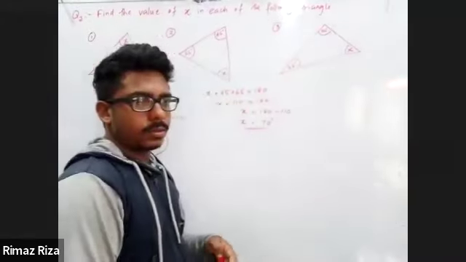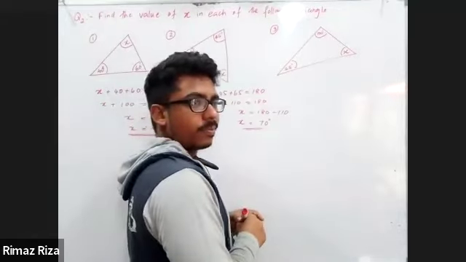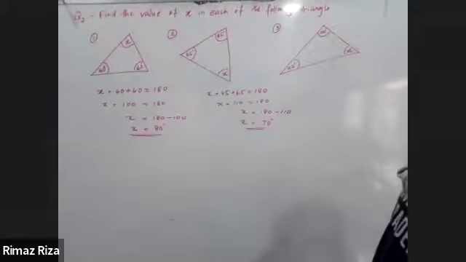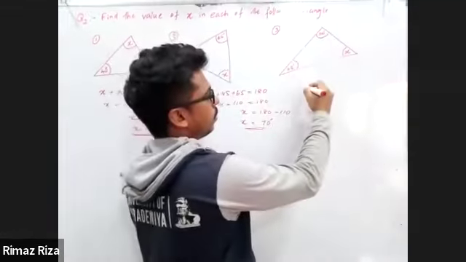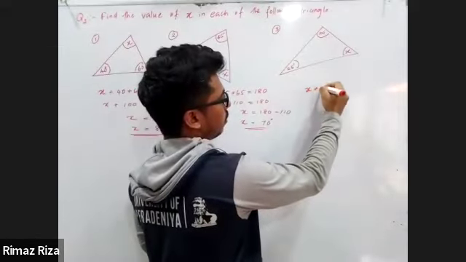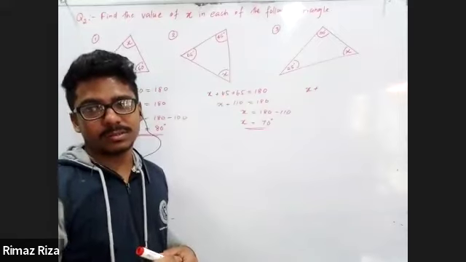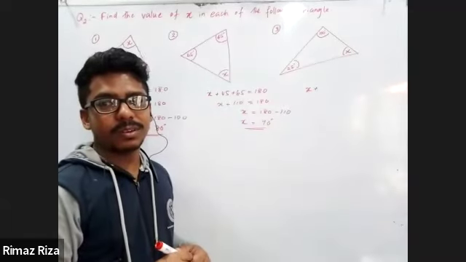You want to finish that one? What's the answer? I didn't hear you. 52? No. Okay, so here x plus 65. Wrong. 180 minus 25?